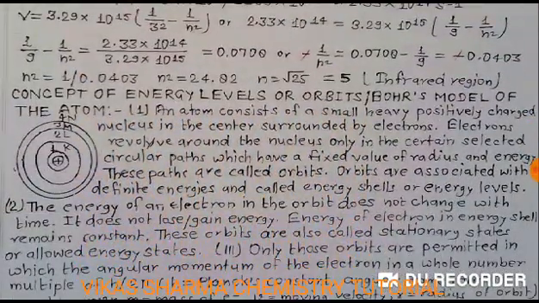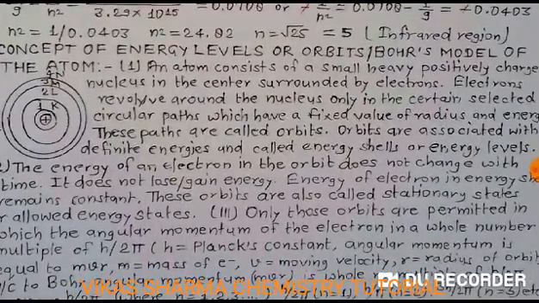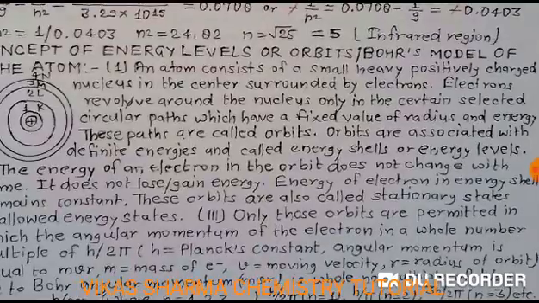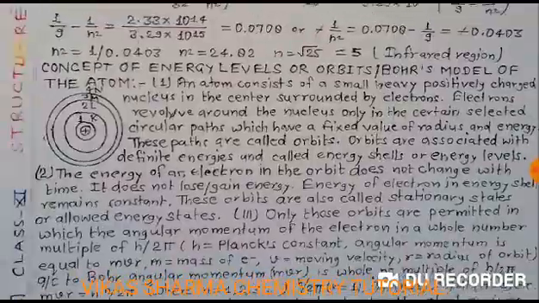concept of energy level or orbits, or Bohr's model of the atom. Point 1. An atom consists of a small, heavy, positively charged nucleus in the center surrounded by electrons. Electrons revolve around the nucleus only in certain selected circular paths which have a fixed value of radius and energy. These paths are called orbits. Orbits are associated with definite energy and are called energy shells or energy levels.